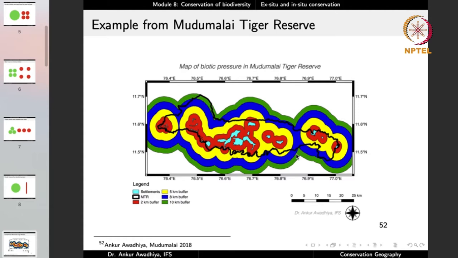And so we will not say that this is a very good design, and probably this gives us an idea that these settlements on the inside can probably be relocated by giving certain amounts of compensation so that more and more of the reserve becomes an inviolate area for wildlife.